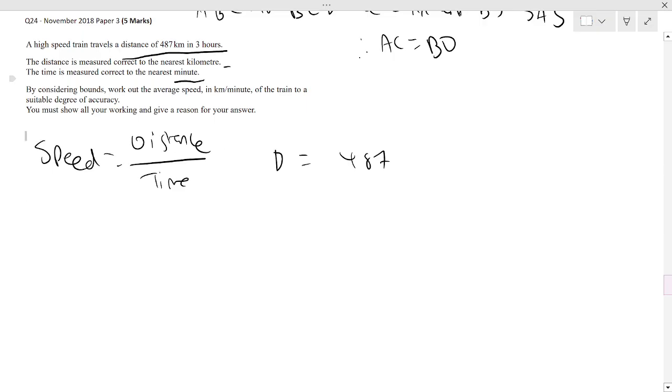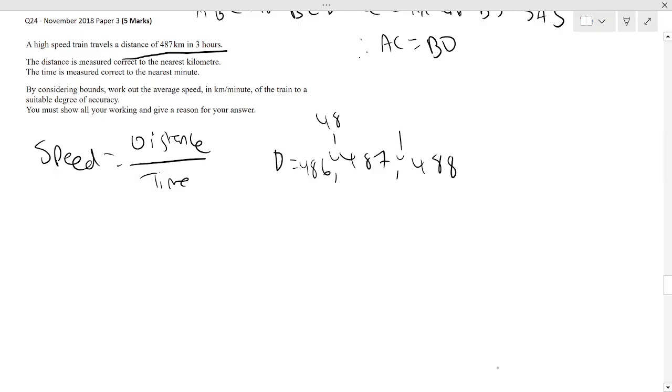And it's going to be bounds, because if it says something is rounded to the nearest kilometer, or to the nearest anything, that's a rounding. Anytime you have rounding, you're introducing bounds. Because then what we're going to say is, if distance is to the nearest kilometer, then what's the next kilometer going to be? It's going to be 488. And likewise, if you go back, it's going to be 486. So therefore, the bounds are going to be in between these two.